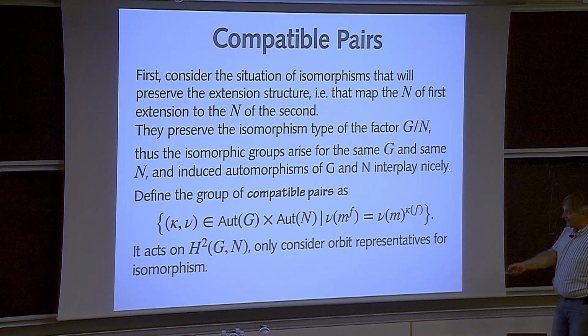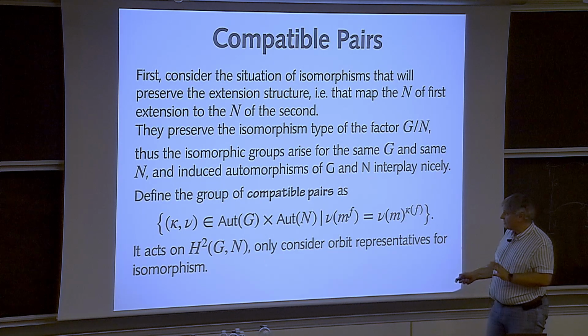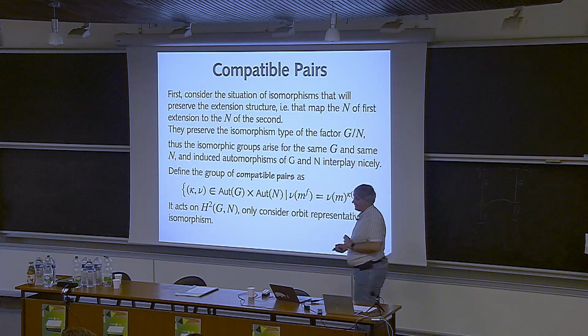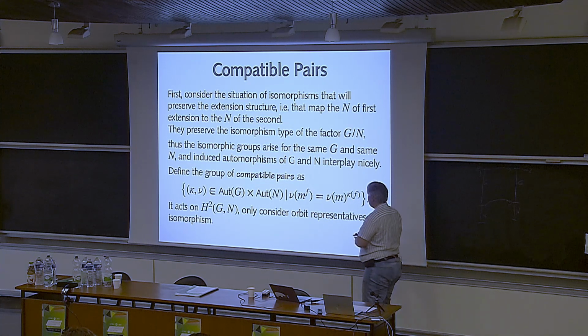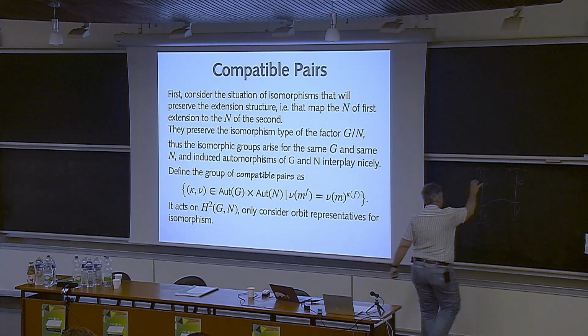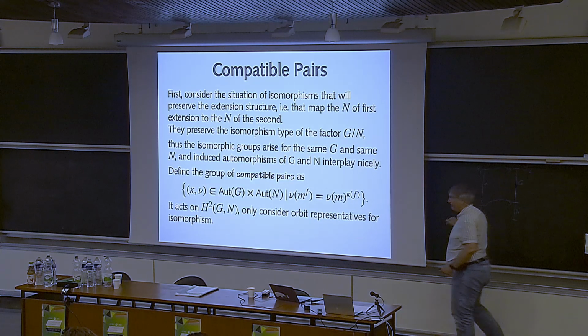So this group acts on the second cohomology group, and I only need to consider orbit representatives there. Because if two elements are in the same orbit, I know there must be such an isomorphism between the corresponding extensions.